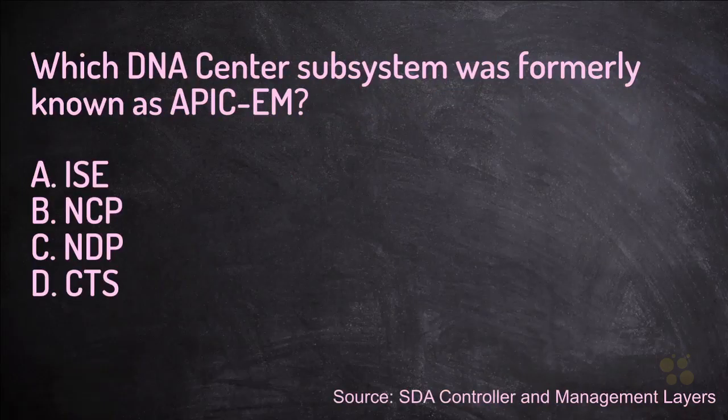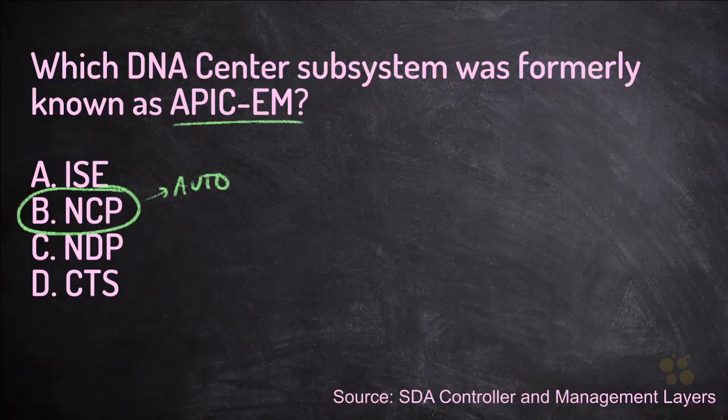Last question. Which DNA Center subsystem was formerly known as APIC-EM? The answer here is the Network Control Platform, or NCP. This is responsible for automation, which is exactly what APIC-EM was designed to do. As Cisco's vision for software-defined access expanded, APIC-EM became just one component of the overall solution. Incidentally, the only other subsystem that DNA Center has is the Network Data Platform, or NDP, and this is responsible for assurance.